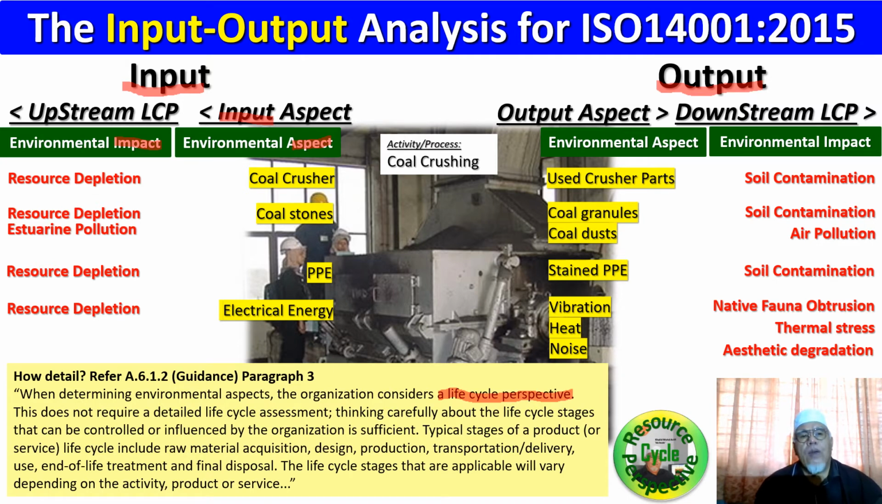Now, when we have input environmental aspects, it means aspects that come into the process. Output environmental aspects are those aspects that leave the process. Okay, let's go into input first. Now, for an input environmental aspect, in order for us to determine what its environmental impact would be, we have to look at its life cycle. But we don't have to do a full life cycle assessment.